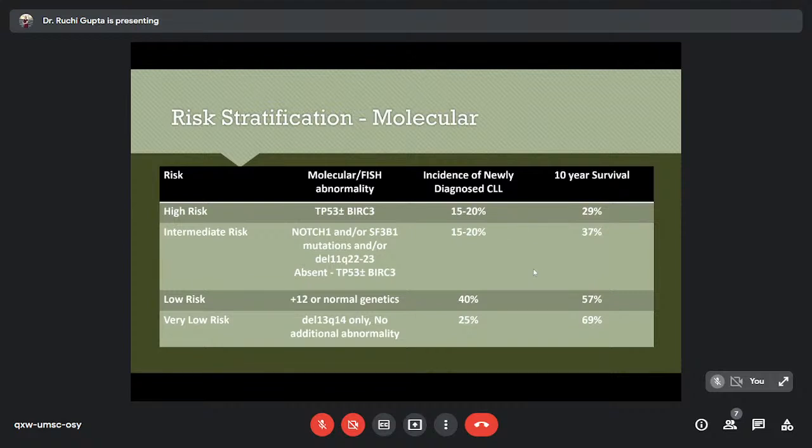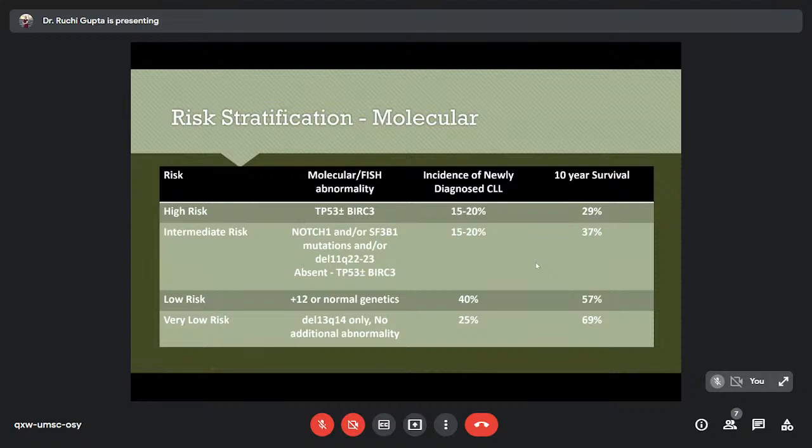If we combine the molecular and the FISH abnormalities, we can develop a risk stratification system of high risk, intermediate, low, and very low risk. The high risk people are those who have a TP53 mutation or a mutation involving BIRC3. This gene is also involved in regulation of the cell cycle and cell death, so its working mimics close to TP53. These cases account for 15 to 20% of newly diagnosed CLL, and the 10-year survival of these patients is hardly 30%.